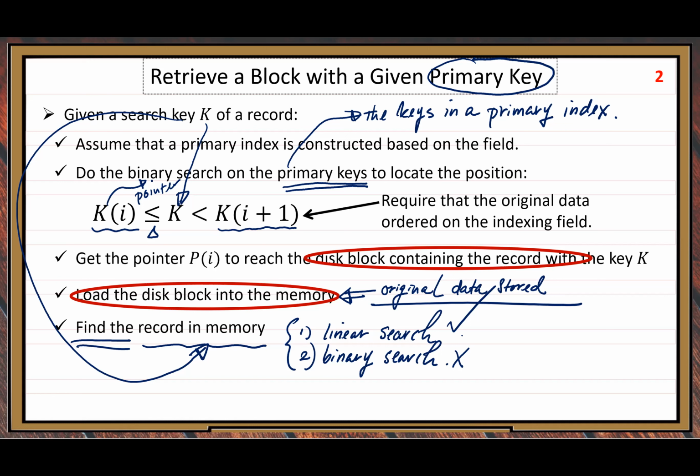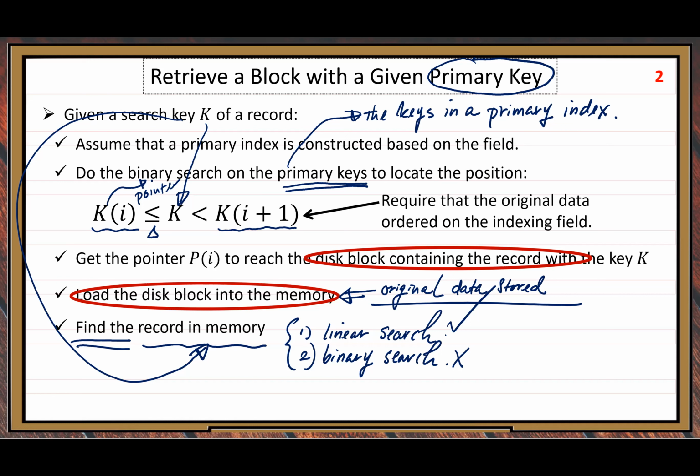Then after you load the whole block into the main memory, the records inside that disk block are not ordered. Then you can only do the linear search. You compare one by one in the natural order in the block: the first record, second record, third one. Slower than the binary search.